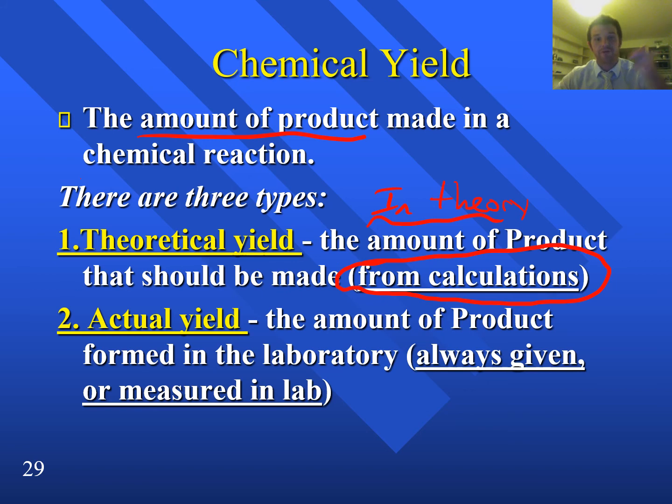Then we have actual yield. This is what you actually got. This is formed in the laboratory. This is either going to be given to you or you're going to measure it in lab. So you're going to actually do the experiment and get an actual yield. I'm trying to make this as clear as possible. So in theory, you should get a theoretical yield, but you will actually get a different yield, and that's fine. The two will never match up unless you are some sort of chemistry deity, in which case, teach me your ways.